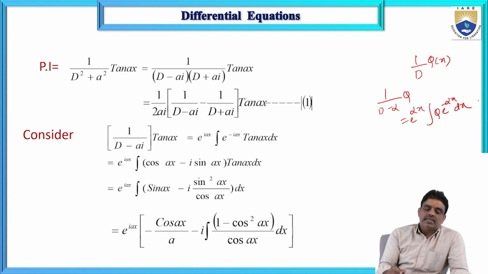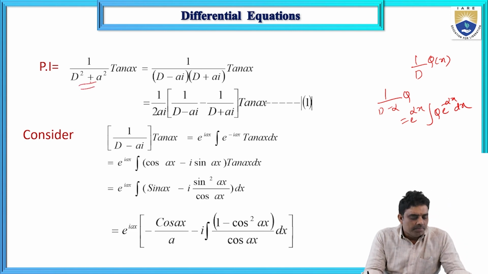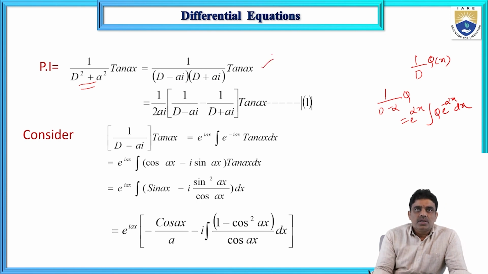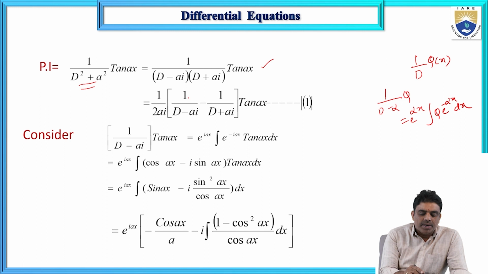So, to apply the 1 by D minus alpha of Q formula, I am writing D square plus a square in the factor form. That is 1 by (D minus ia) into (D plus ia) of tan ax. Now, on writing in partial fractions notation, I can write 1 by 2ia into [1 by (D minus ia) minus 1 by (D plus ia)] of tan ax.